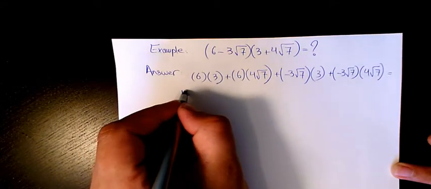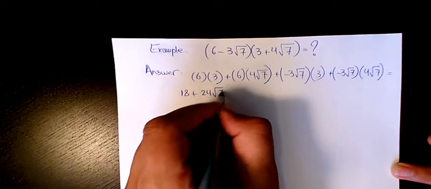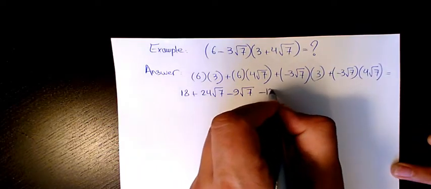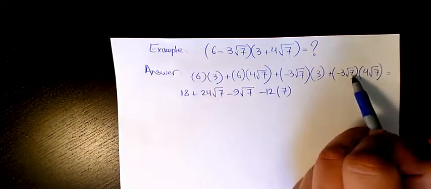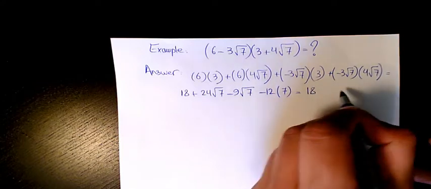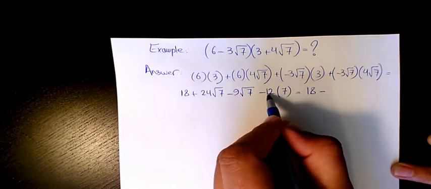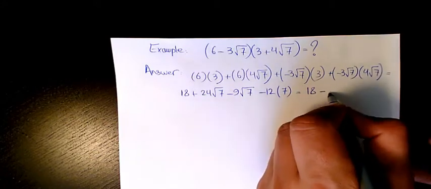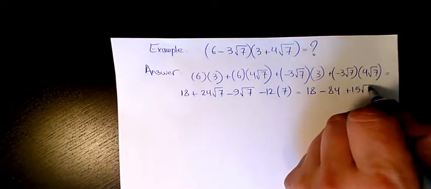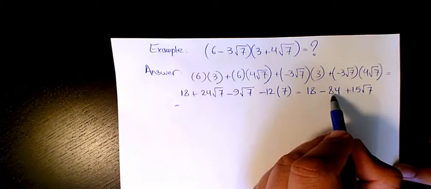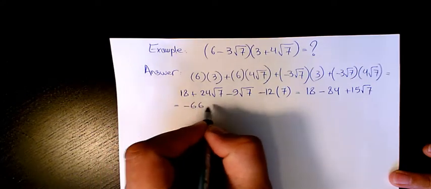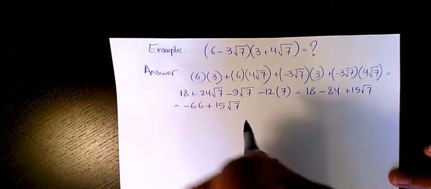It's going to be 18 plus 24 root 7 minus 9 root 7, and here we have negative 12 times 7, because root 7 times root 7 is going to be 7. It's going to make it as 18 minus 12 times 7 is 84. 24 root 7 minus 9 root 7 will be 15 root 7. So the answer is going to be 18 minus 84 will be minus 66 plus 15 root 7.